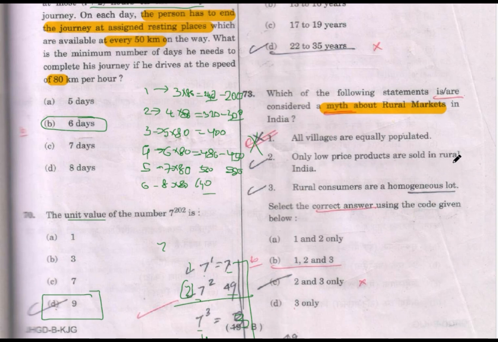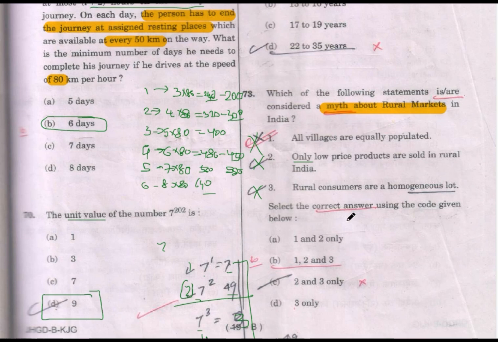Only low price products are sold in the rural market. No, obviously not, because high price products are also sold. Most probably an "only" option will be the wrong answer, okay. You can use the trick. And rural consumers are a homogeneous lot? No, that is a heterogeneous lot.